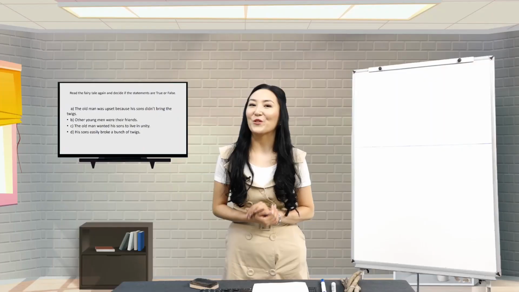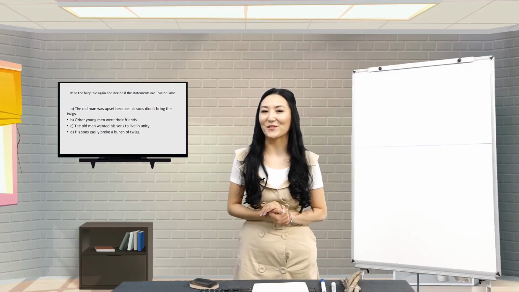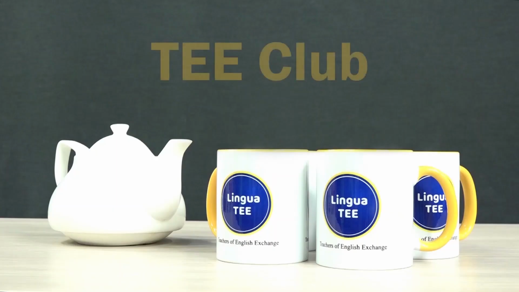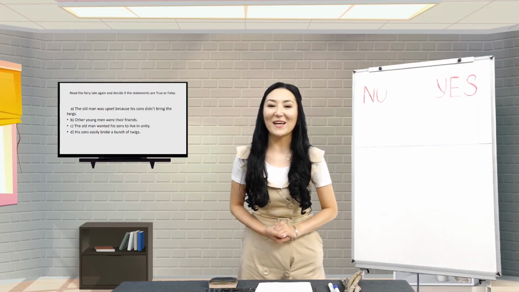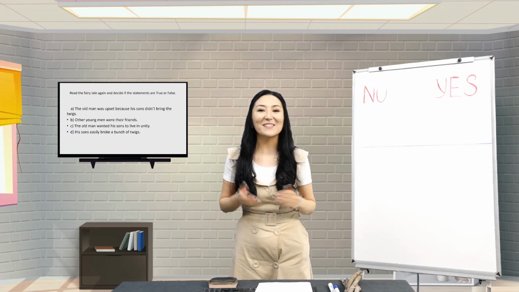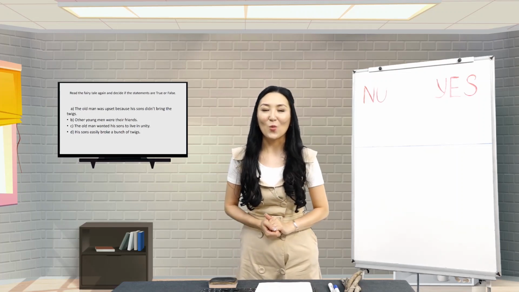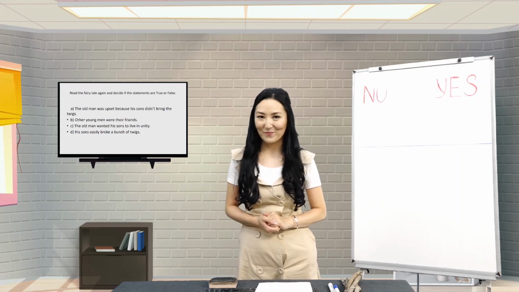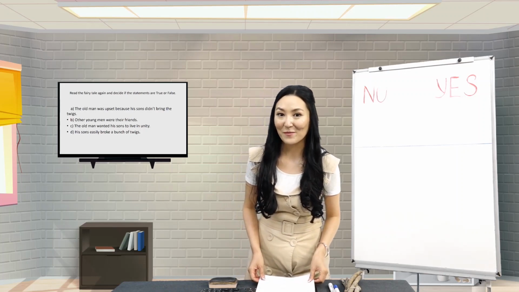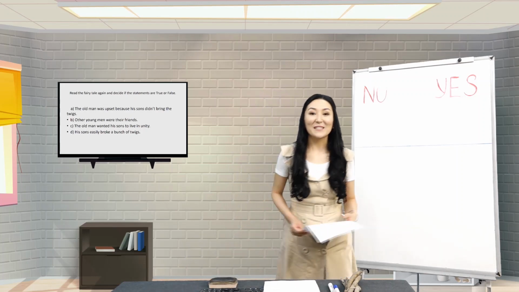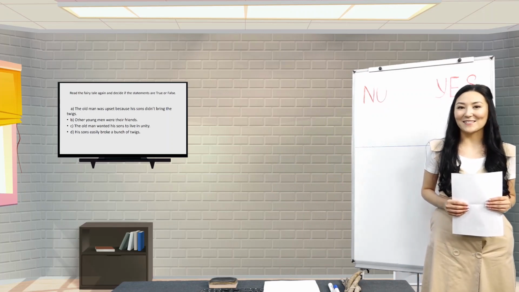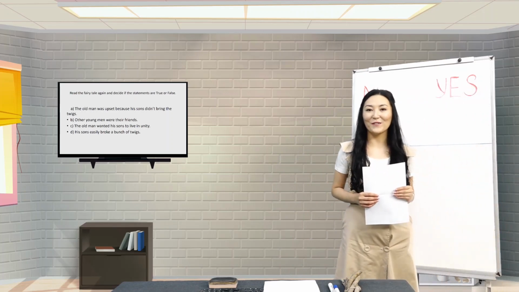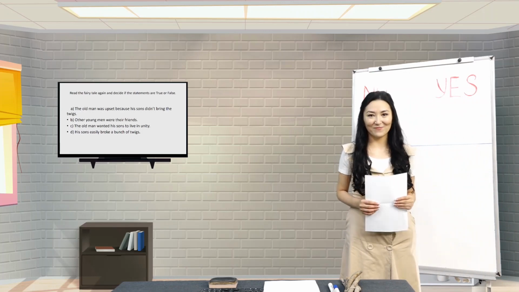Now, work with your friend and compare each other's answers. Okay, let's have some exercise now. Stand up, everyone. What are we going to do now? I read the statement. You step to the yes corner if the statement is correct and step to the no corner if the statement is incorrect. Ready?